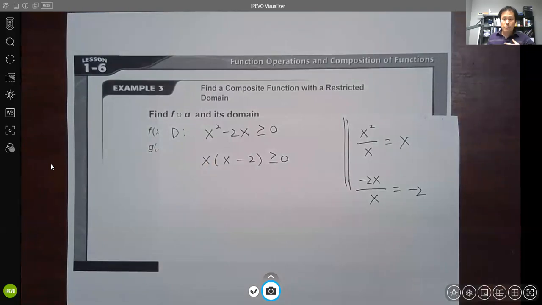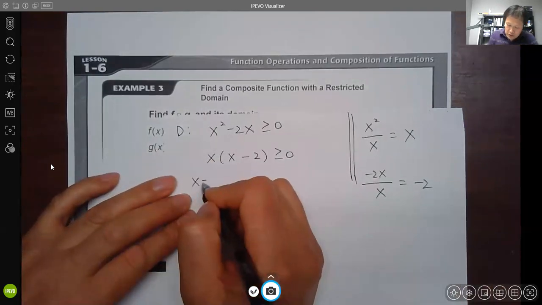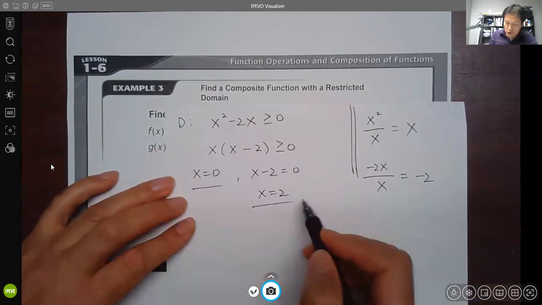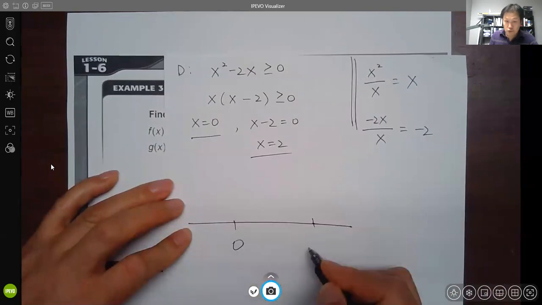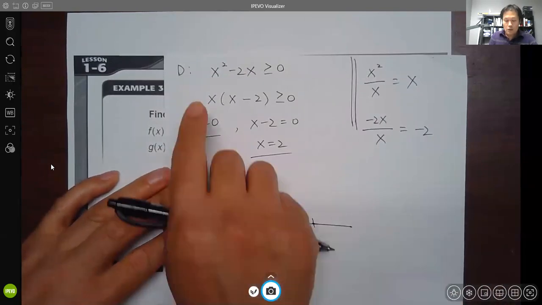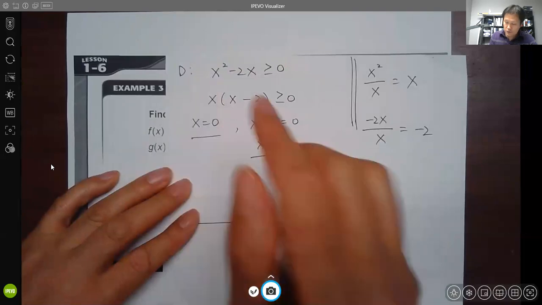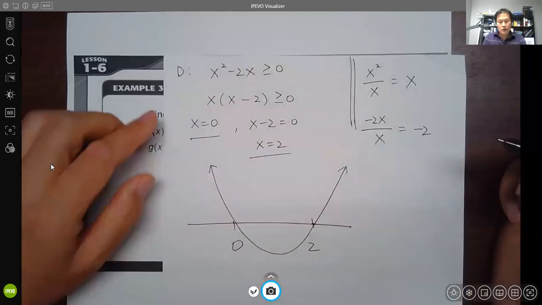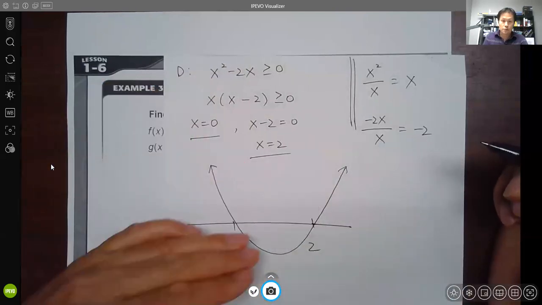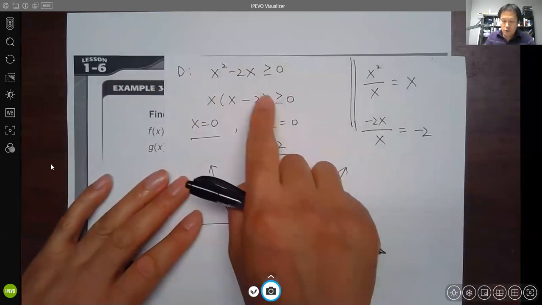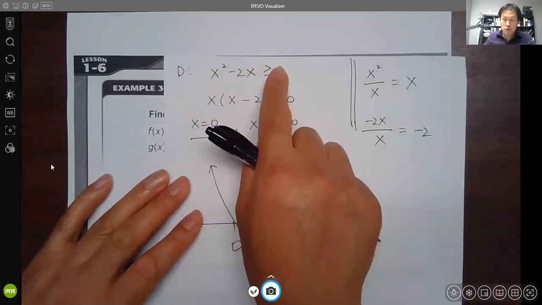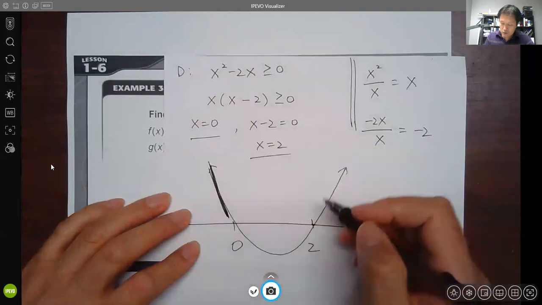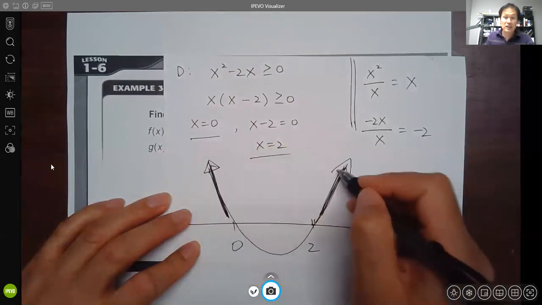My preference, get the zeros. x equal to 0, x minus 2 equal to 0, x equal to 2. So I got 2 zeros here, 0 and 2. What do you do? Look at the coefficient of x squared: positive. What does that mean? The graph opens up. Positive means open up. A negative leading coefficient means it's going to be upside down. And what are we looking for? y value greater than or equal to 0. That means above the x-axis. So I'm looking at here and here. That's the portion I need.